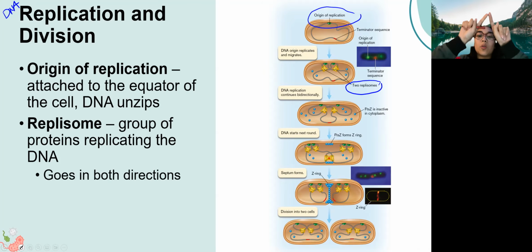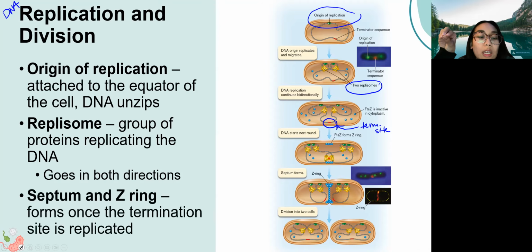Okay, and so these two replisomes basically go in different directions, and then they'll meet at the end. And when they meet at the end, they're going to reach what is called the termination site. So that red region here is the termination site. Okay, and in the termination site, it obviously terminates, so the replication stops happening there. And so once the termination site has been replicated, the cell knows that it has completed DNA replication.